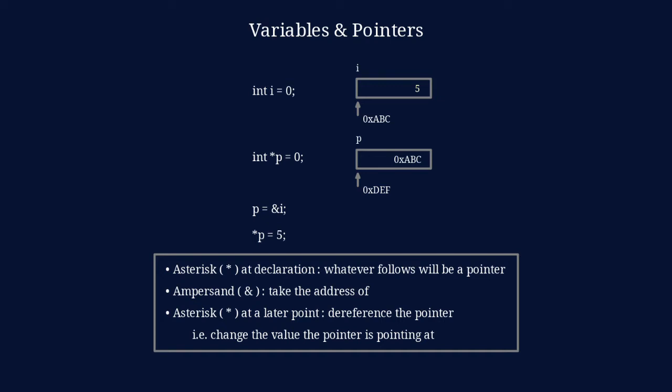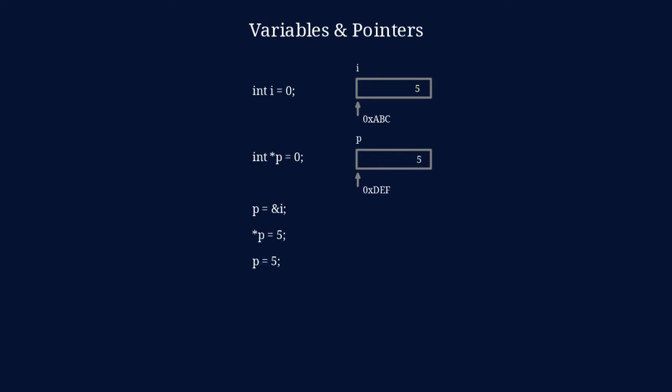Well, if I do that, then I basically will have value 5 now, right? Because p had the address of i, and then we followed that address and gave that the value 5. Okay, if I do p equals 5, then basically that ABC will be replaced with 5. And since that's a pointer, that's really not a meaningful thing to do here, right?